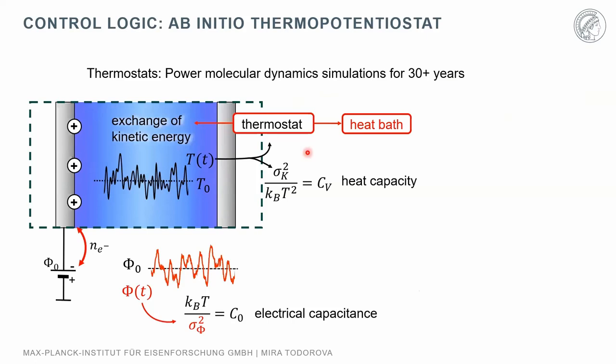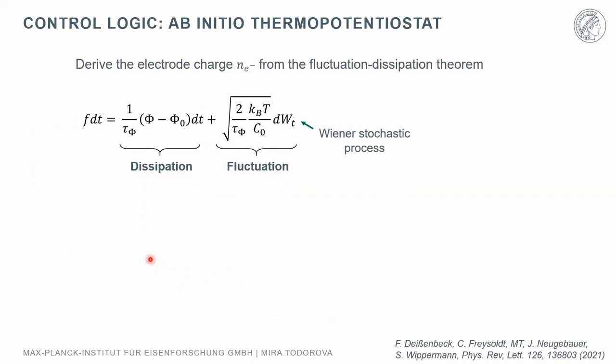There you also have an exchange of kinetic energy with a heat bath via the thermostat. And it's important to consider the fluctuations in the temperature. So we know in MD we don't have just one temperature, but we have on average a certain temperature. And it's exactly the same kind of analogy that we have here for the potentiostat. So we need to consider the fluctuations in the potential, and on average we would like to have a certain potential. And this we can do by using the fluctuation dissipation theorem.